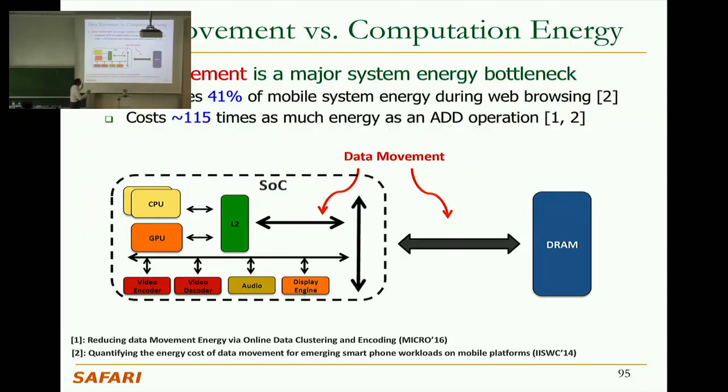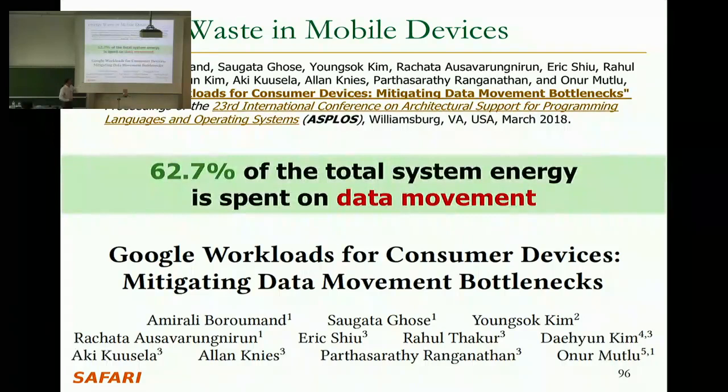So it's basically somewhere between 2 to 3 orders of magnitude difference in terms of energy between memory access and an add operation. As a result, in real workloads, you have this real data that says more than 60% of the total system energy is spent on data movement, because data is moving on these energy inefficient interconnects.